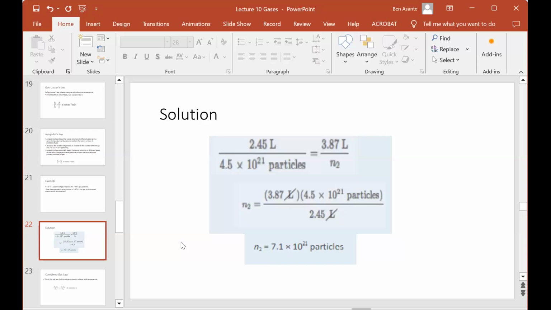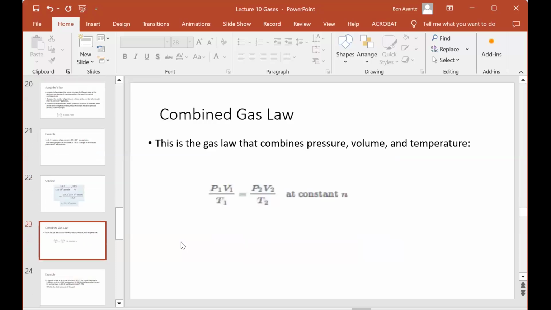Let's do more of this. Now we have a combined ideal gas law. The gas laws, we combine them. P1 V1 over T1 equals P2 V2 over T2, and the number of moles is kept constant. All the problems that we're doing, all the moles are kept constant, except Avogadro's law, where the moles are not kept constant. The rest of them, all the number of moles are kept constant.